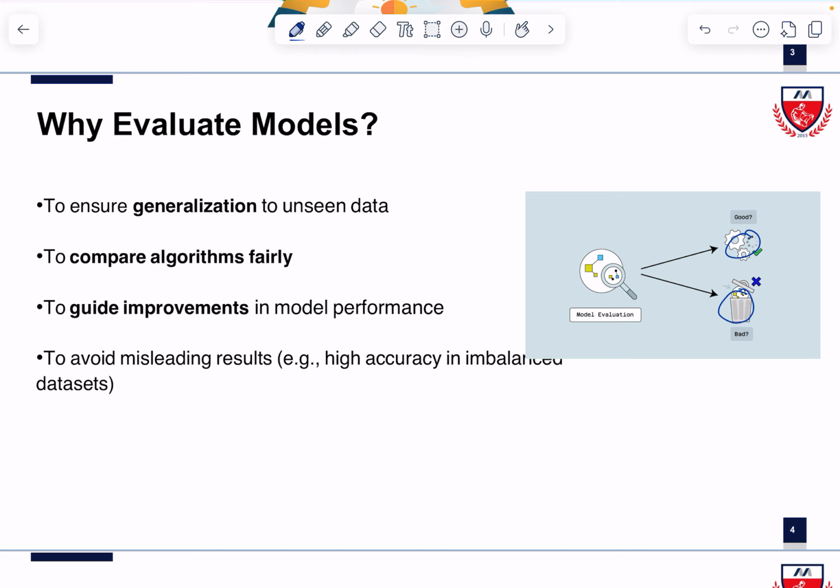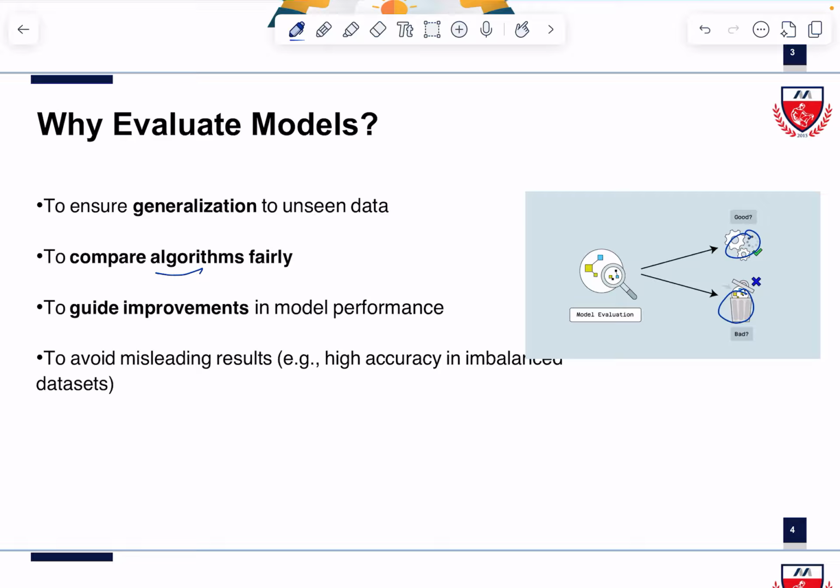So why is evaluation of models essential? First one is, of course, you have to ensure generalization to unseen data. Next is to compare algorithms fairly and to guide improvements in model performance. There are algorithms that can be used in one application, so we can compare all of the algorithms and look at which of these models have the highest accuracy and have the best application.